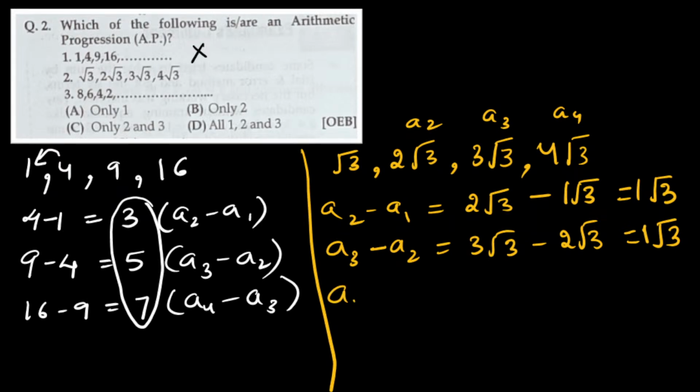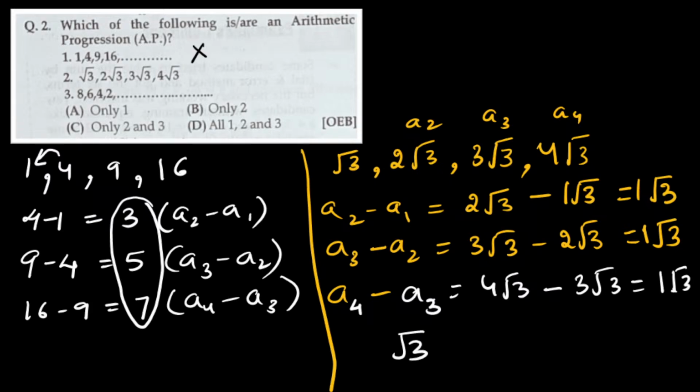Yes. Then a4 minus a3. For all we have to check whenever we are checking for AP. So this is a4 minus a3. So 4 root 3 minus 3 root 3. 4 minus 3 is again 1. So this is also 1 root 3. So all the common differences, one common difference for this sequence, is root 3. So that means this sequence is an AP. Second one is an AP.